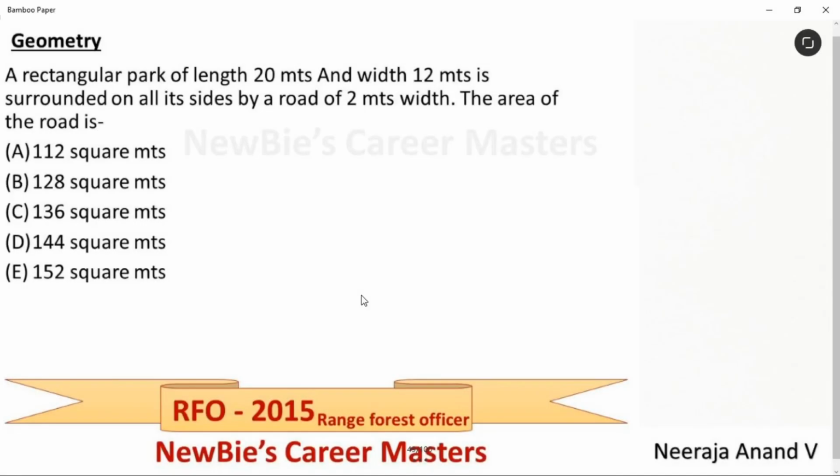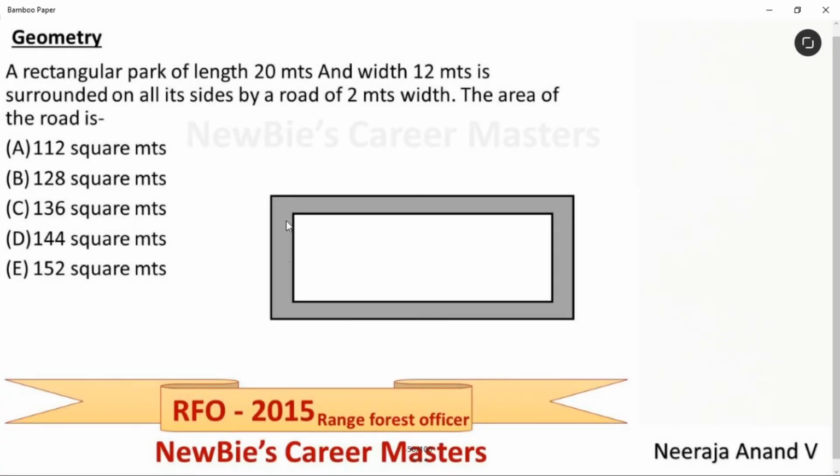Let's solve the next question now. A rectangular park of length 20 meters and width 12 meters is surrounded on all its sides by a road of 2 meters width. The area of the road is. See, let's take this as the road. They're telling the width is 2 meters. Am I clear? They're asking for this area, the area of this shaded portion.